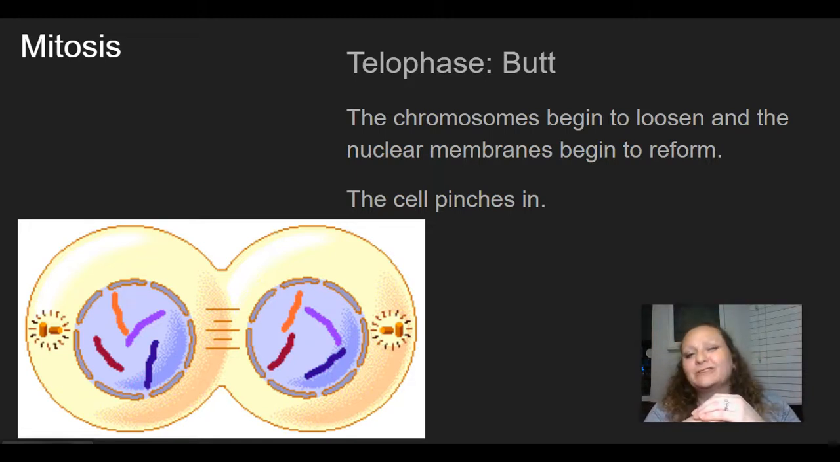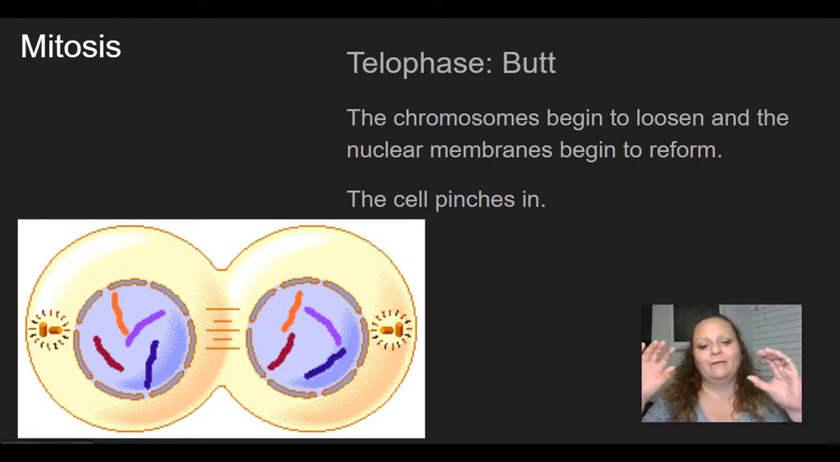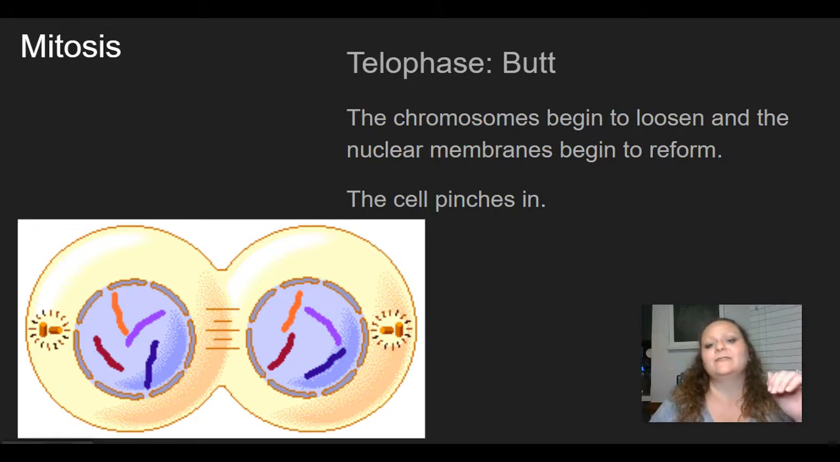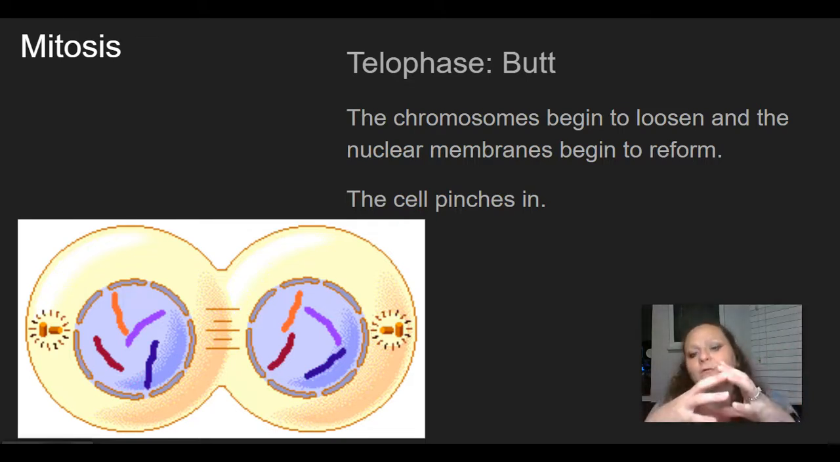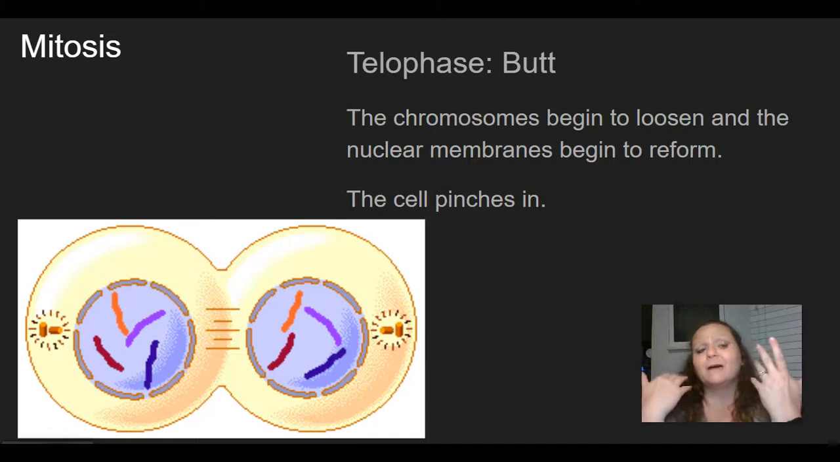Telophase to me looks a little bit like a butt. The chromosomes are going to move all the way apart. Now they're in their individual sections of the cell. The cell starts to pinch in. The nuclear membranes begin to reform. And as soon as they start to reform, the chromosomes actually start to unwind and loosen up, which is important because as soon as the cell becomes 2 cells, it's got cell things to do. So it's going to need to get access to that DNA.